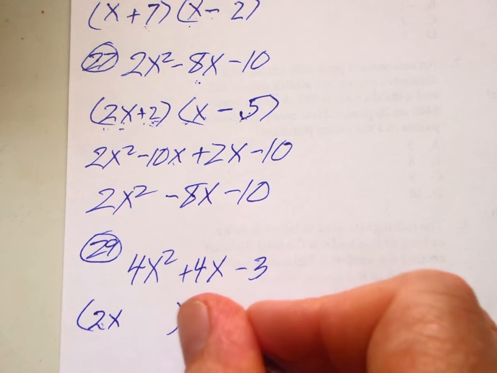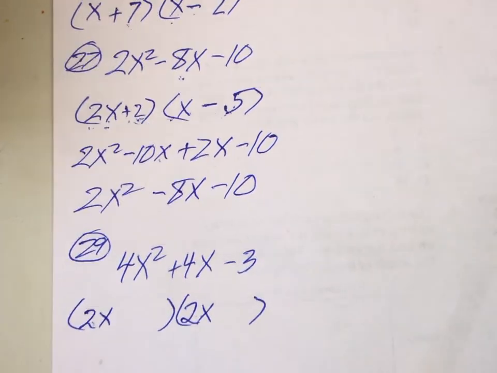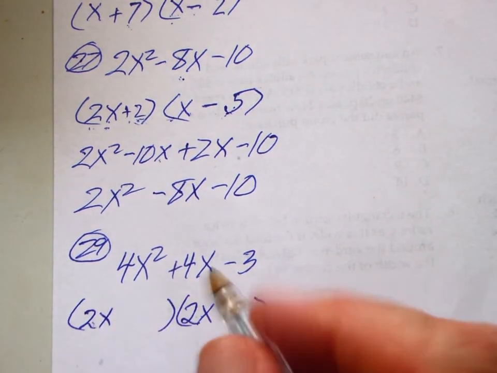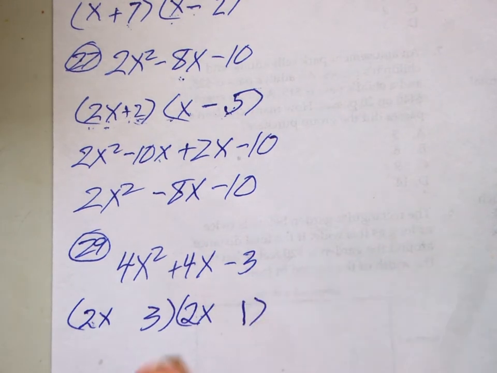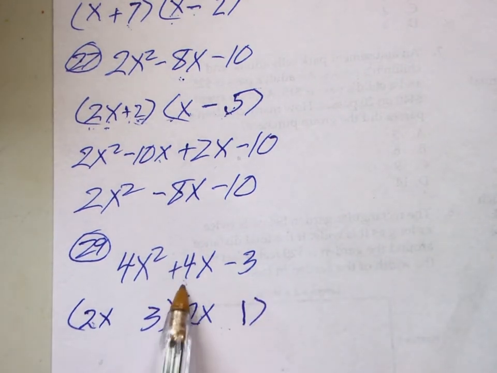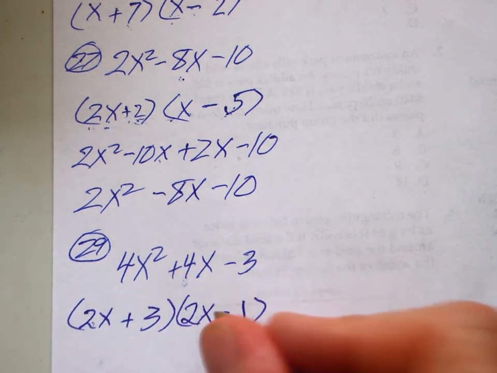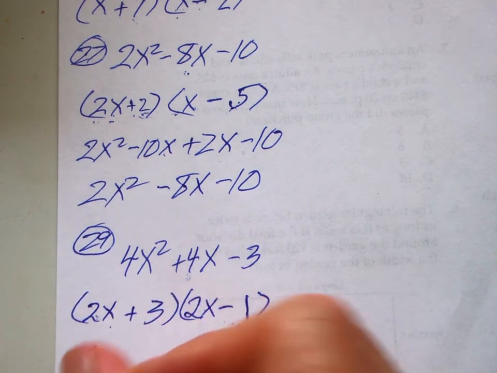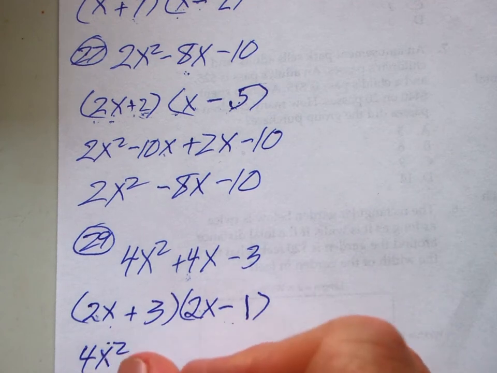2x times 2x is 4x squared. Now, it doesn't matter where I put the 3 and where I put the 1, because these are both 2x. Now, one's going to be positive, one's going to be negative, and I want to end up with positive. So we'll give the 3 the positive. Let's see if this works. 2x times 2x is 4x squared. 2x times minus 1 is minus 2x.